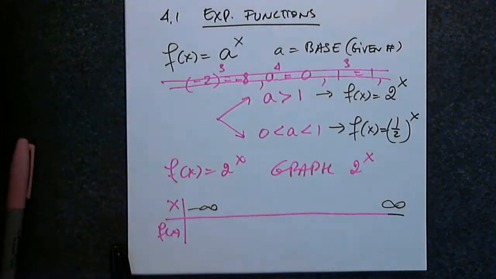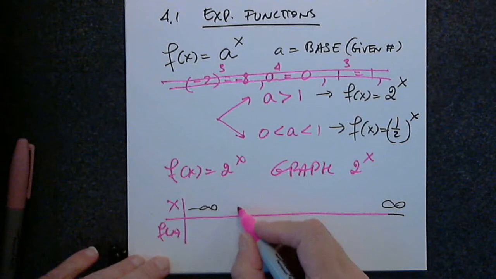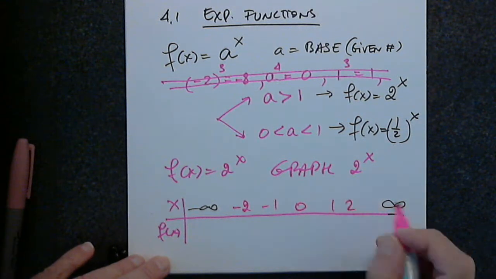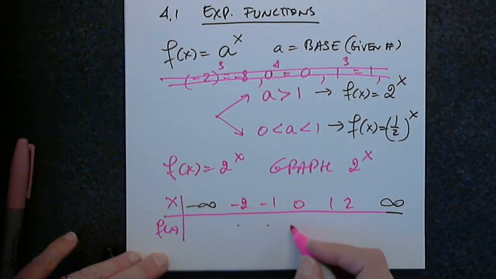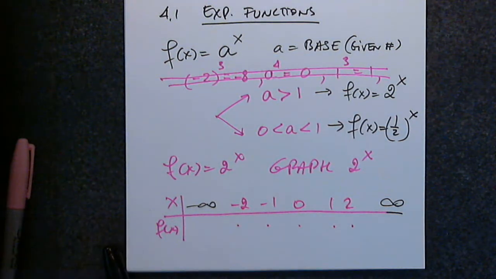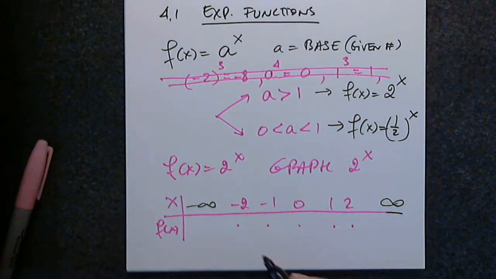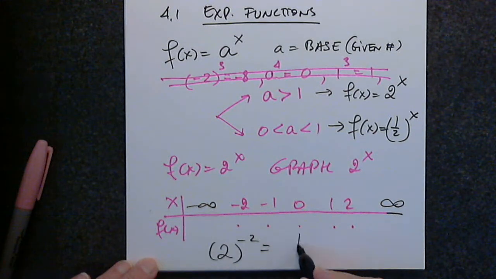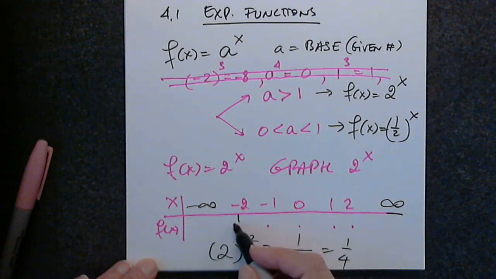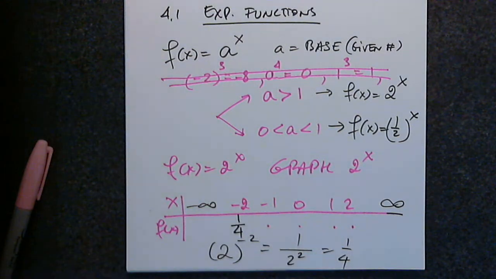I'm going to pick a few numbers, small ones: -2, -1, 0, 1, and 2. And accordingly, we have to determine the y coordinates. When I plug in this function, when I make x equal to -2, I get 2 raised to -2, which is 1 over 2 to the second power, which is 1 over 4. So the first y coordinate, for -2, is 1/4. Can anyone give us what happens at -1?